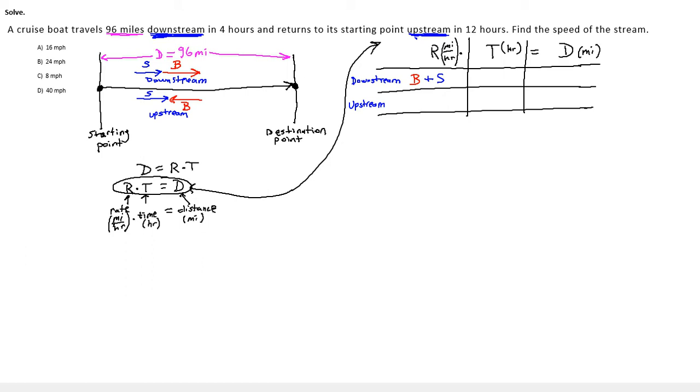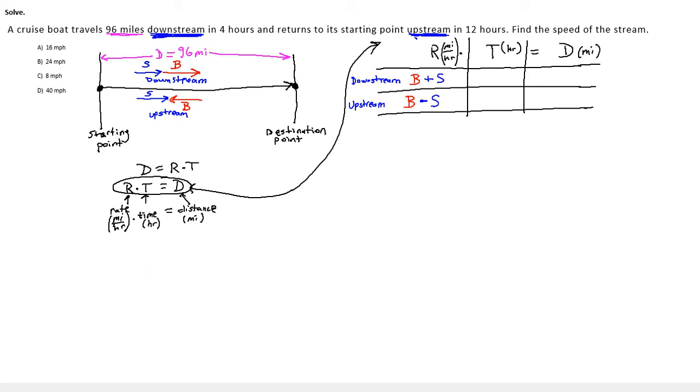The other reality is that when the boat is turned around and headed upstream, the speed that the boat would be traveling at if the current wasn't flowing at all is B. But when it's traveling upstream, the speed of the stream is pushing back against the boat. So the speed of the boat in still water is being slowed down. Slowing down is associated with subtraction. And so I believe B minus S would be the effective rate of speed of the boat.